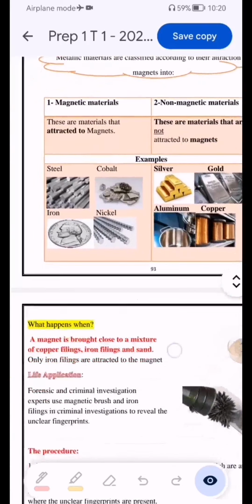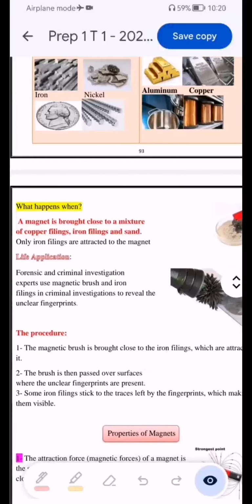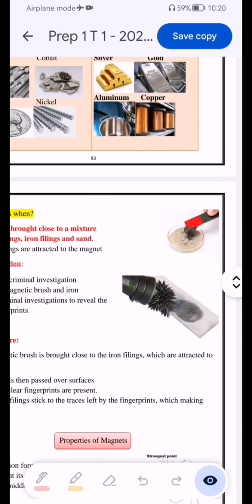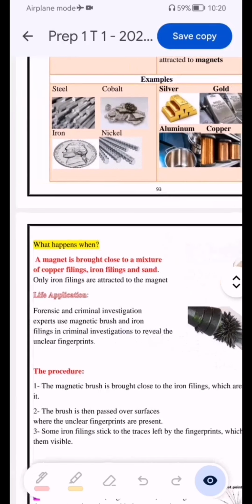Okay? Look at this. What happens when a magnet is brought close to a mixture of copper filings, iron filings and sand? As we said, copper is a metal but not attracted to a magnet, a non-magnetic material. But iron is attracted to a magnet, a magnetic material, okay? So only the iron filings are attracted to the magnet, okay?